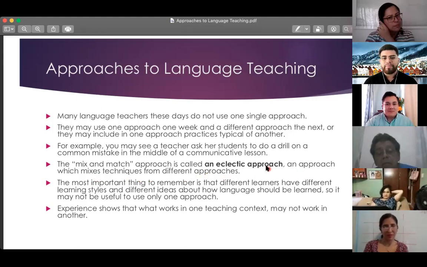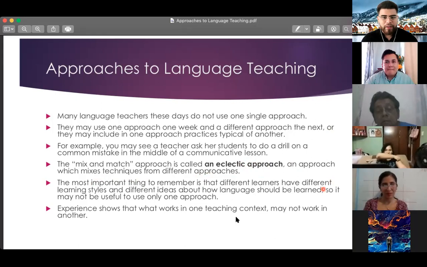This is the technique that Mr. Fernando uses, right? Mr. Melgar. The most important thing to remember is that different learners have different learning styles and different ideas about how language should be learned. So it may not be useful to only use one approach. Experience shows that what works in one teaching context may not work in another. All right, so basically you have to experiment with all of the different approaches, all right? And see which one works best depending on the content and depending on your students, depending on a lot of things.